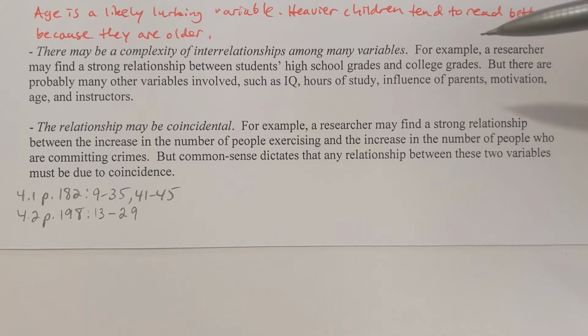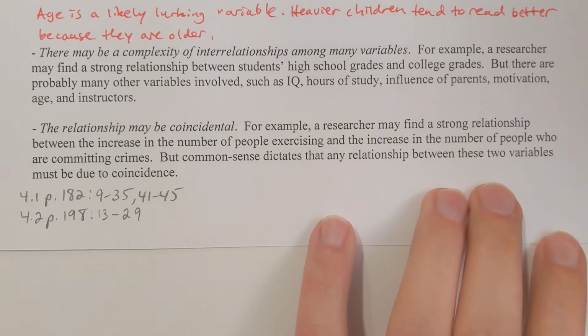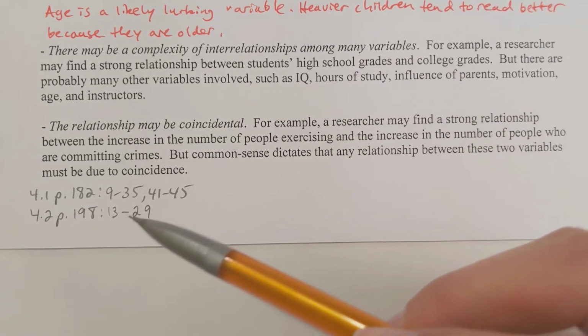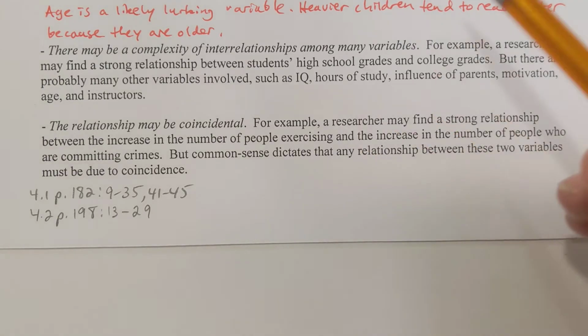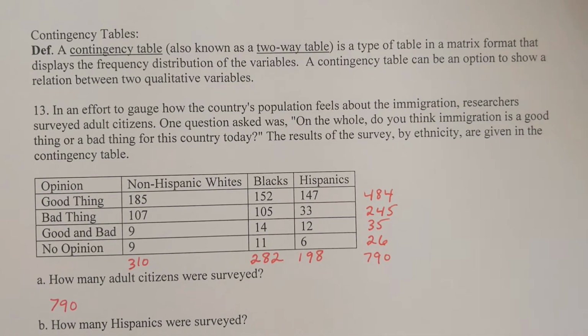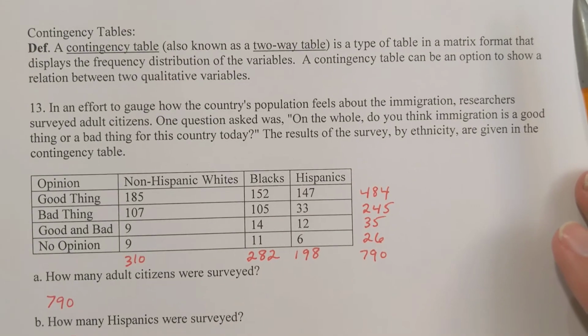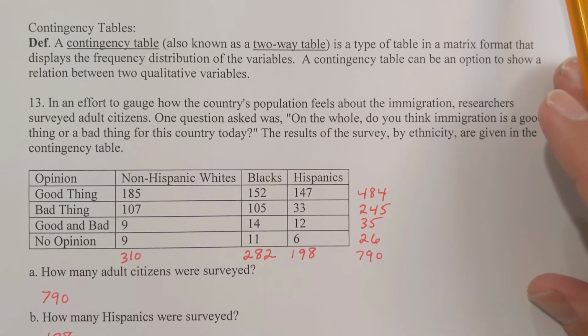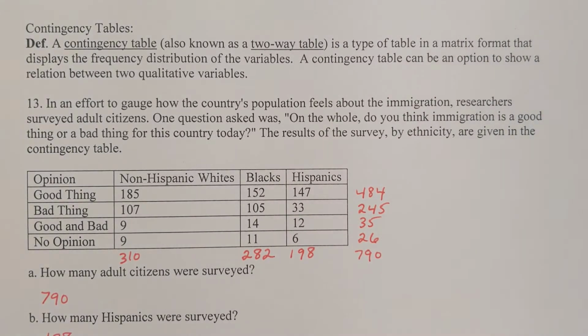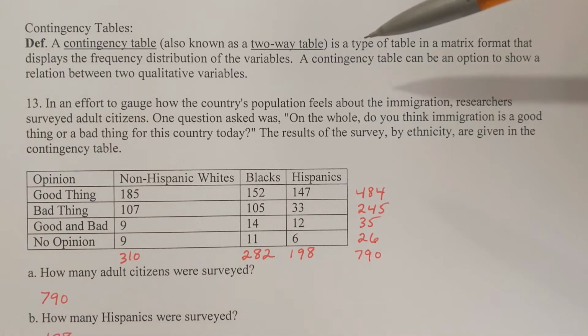Or vice versa. Okay, so here's the homework that I'd like you to look at in sections 4.1 and 4.2 in the book, and I had it planned where we'd cover 4.4 also. So this is the last page of the worksheet here, and section 4.4 is called contingency tables. A contingency table, also known as a two-way table, is a type of table in a matrix format that displays the frequency distribution of a variable.